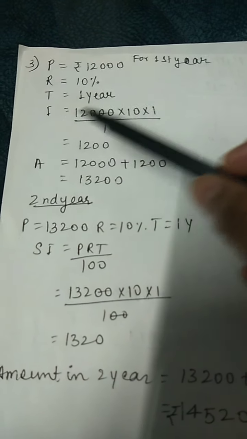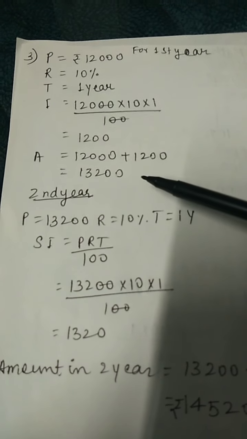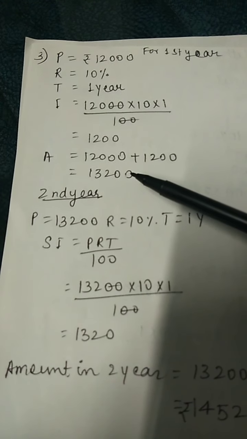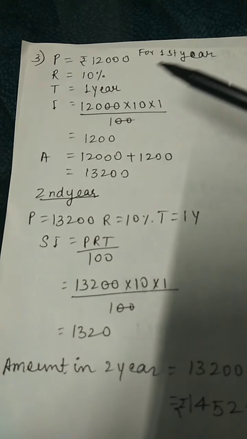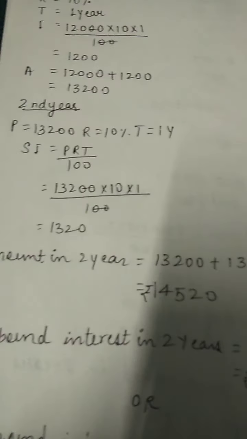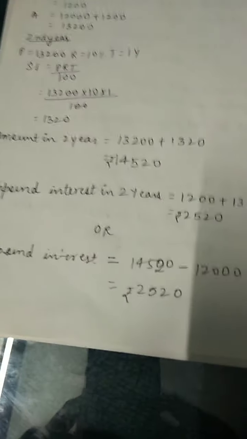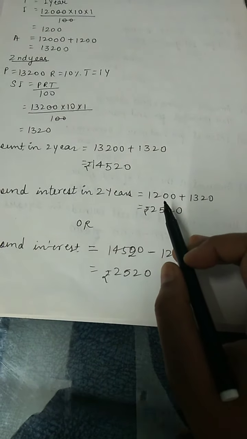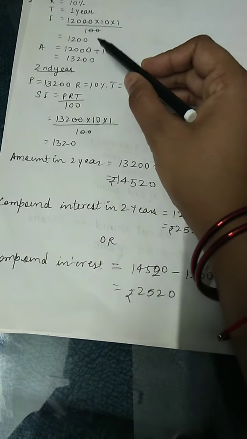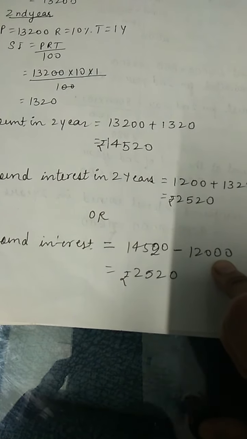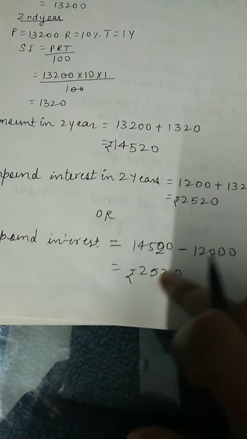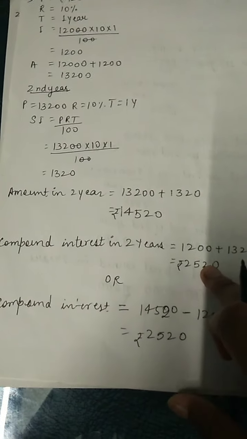So we will take the SI method, we will put the values and find the SI, then we will find the amount, then principal for the second year will be the amount of first year. We have to just break the years into first year and second year, and then here again we will find the amount, and then compound interest will be the first year interest plus second year interest. This is the total compound interest, or you can do it with compound interest equals final amount minus the principal which was given. So we will get the same values here. You can do it with either method. Both methods are correct.